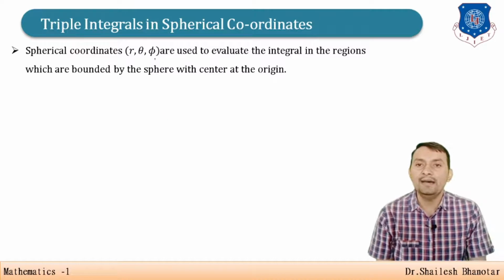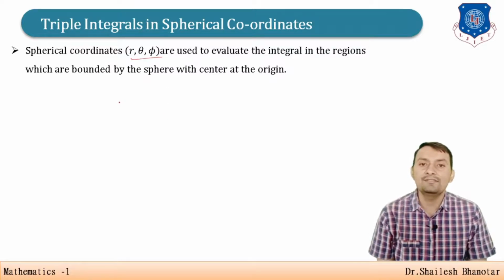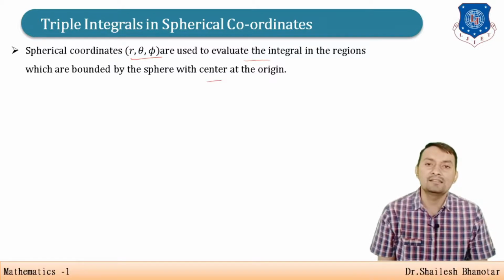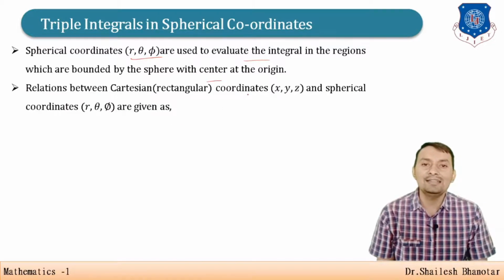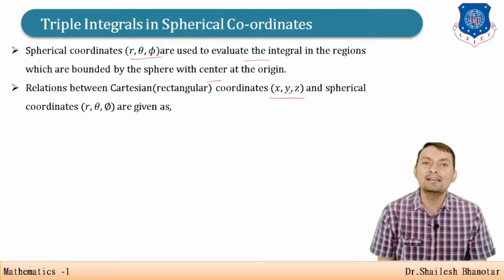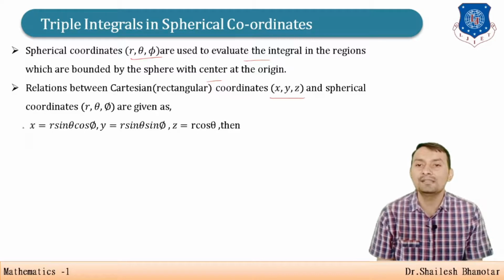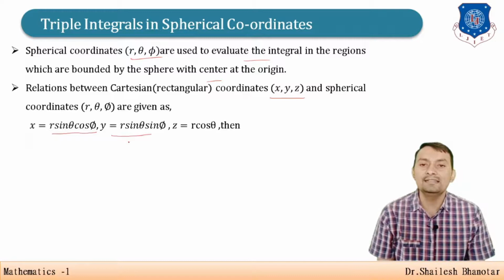So first, spherical coordinates, that is r, theta and phi, are used to evaluate the integral in the region which is bounded by the sphere at the center at the origin. So here the Cartesian coordinates x, y, z, we will transform to the spherical coordinates, that is r, theta and phi. But what exactly is the spherical coordinate? That is x is equal to something, y is equal to something, z is equal to something. So x is equal to r sin theta cos phi, y is equal to r sin theta sin phi, and z is equal to r cos theta.